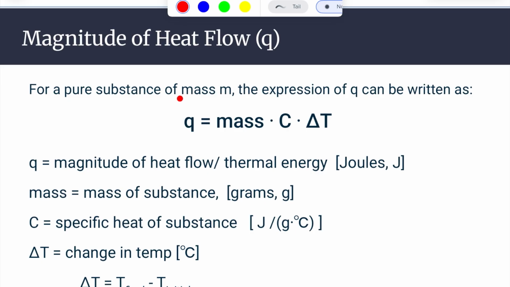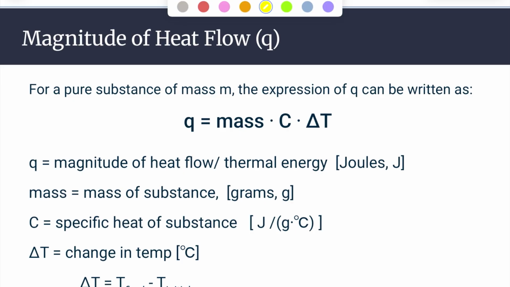So for a pure substance of mass m, the expression of Q for that heat can be written as Q equals mass times C times delta T. And so that magnitude of heat flow or that thermal energy is measured in joules. We use the uppercase J to abbreviate that unit. The mass of our substance is measured in units of grams. C, that specific heat, we talked about those units. And then delta T is change in temperature. And this temperature is in degrees Celsius.